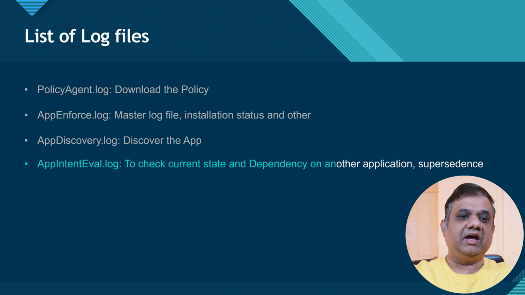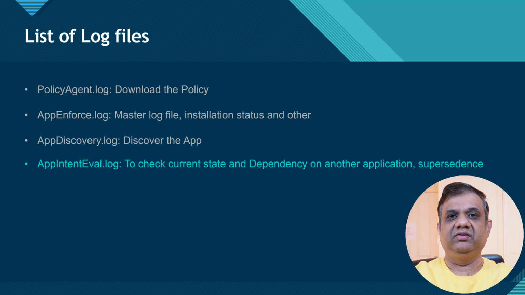Another log file is AppIntentEval. This AppIntentEval has several purposes. One of the purposes is to check the current state of the application. It works together with AppDiscovery and AppEnforce. So it will check whether the application is present or not, and it will also look for the dependency and the supersedence. And this information will be passed back to AppDiscovery and back to AppEnforce.